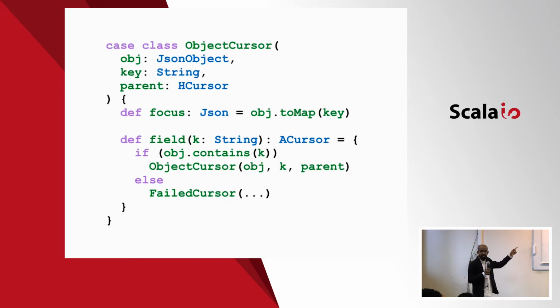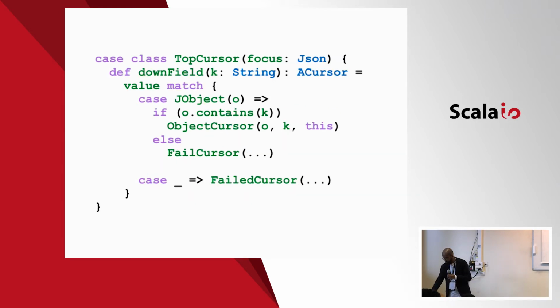Object cursor is again an index collection, a JSON object. It's basically a map from string to JSON, but the keys are sorted for reasons I'm not going to go into. But yeah, it's an index collection, an object, and a key into that index collection, which allows you to do things like field, again, by just manipulating. Field is basically, if your focus is an object, then you can get to a value inside that object by giving it a particular key, right? So traverse down a particular key.